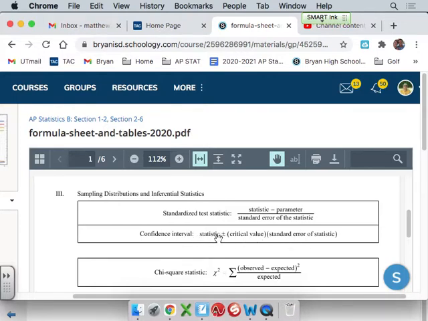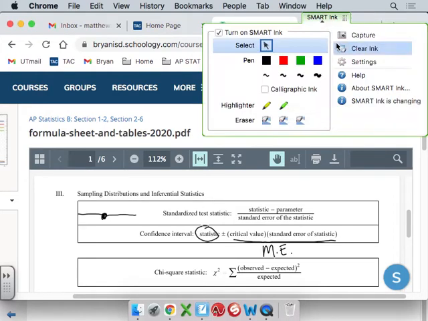Remember from the first video, a confidence interval is like we get a point and then we put a margin of error on the sides. So that's what this is. This is your point, and this value over here is your margin of error. We're going to get into how we get those values.